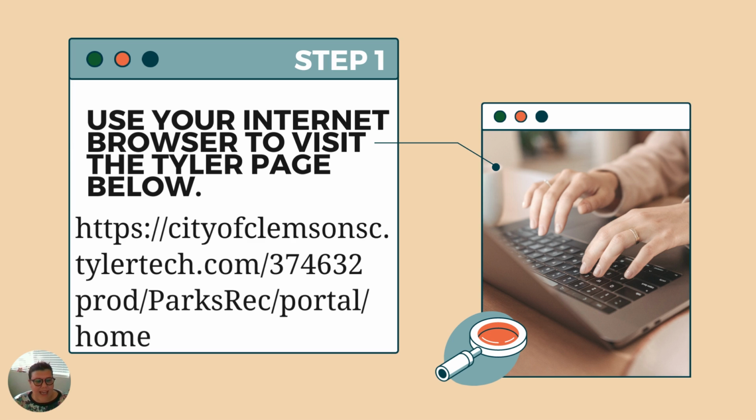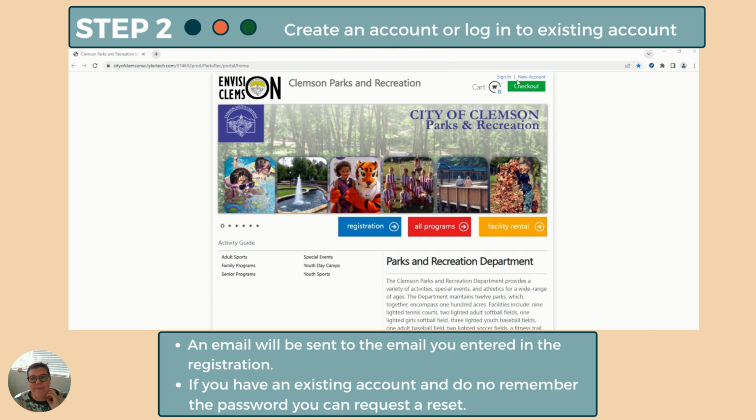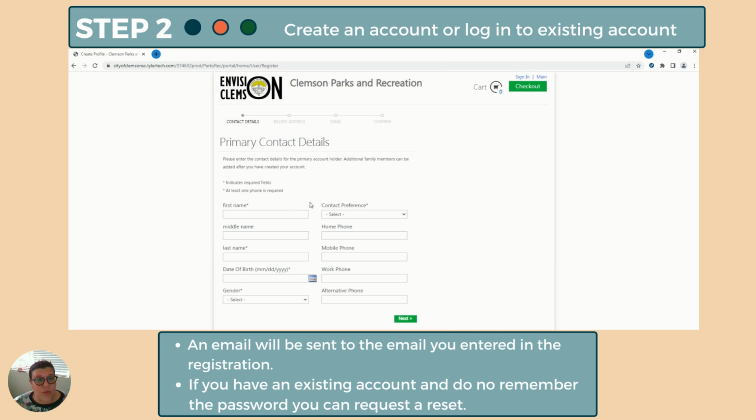Whenever you get to the site, you should see this page come up, and you are either going to sign in with an account that you already have, or you will create a new one by selecting new account at the top right-hand side. So in this case, we're going to do a new account, and you're going to enter your information to create your account. So this will be the person who primarily registers the registrants, or is the registrant for the program or activity. So in this case, we're just making a test page, but this would be your information.